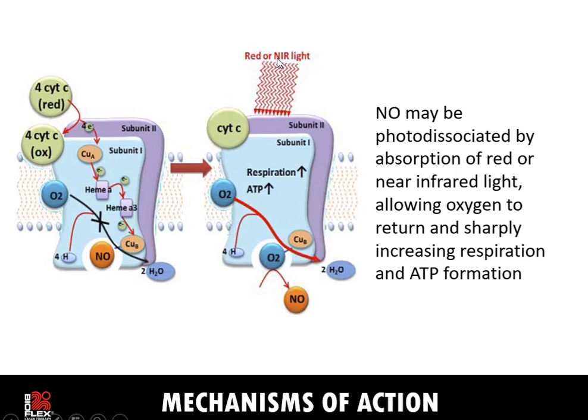If you add photons in the red and near infrared wavelengths, they get absorbed by this enzyme, specifically at the copper and iron level. And it breaks the ionic bond of nitric oxide to copper and iron, displacing it, allowing oxygen to bind, and therefore increasing ATP production and the respiration rate of that cell.